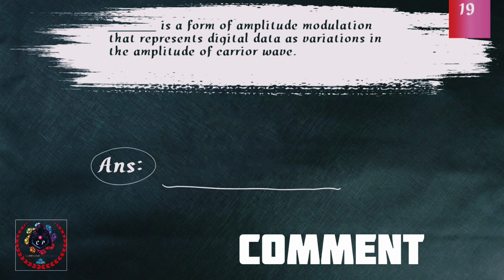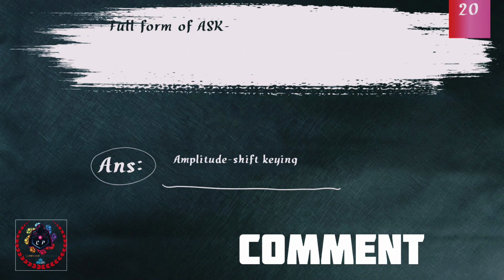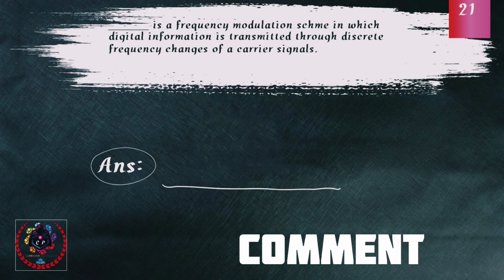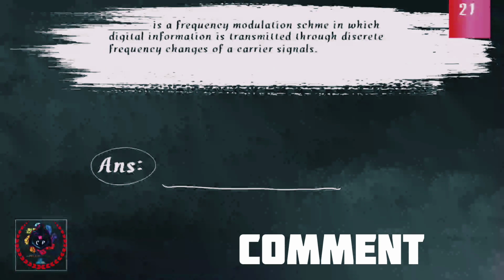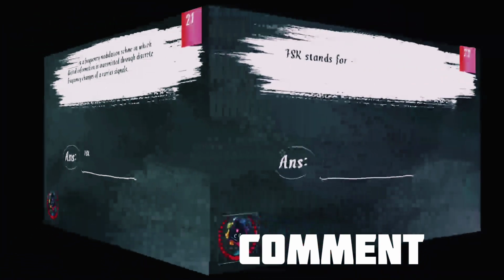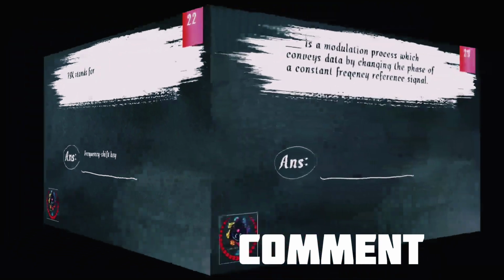ASK is a form of amplitude modulation that represents digital data as variations in the amplitude of a carrier wave. Full form of ASK: amplitude shift keying. FSK is a frequency modulation scheme in which digital information is transmitted through a discrete frequency change of a carrier signal. FSK stands for frequency shift keying.